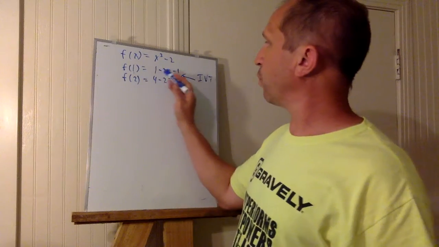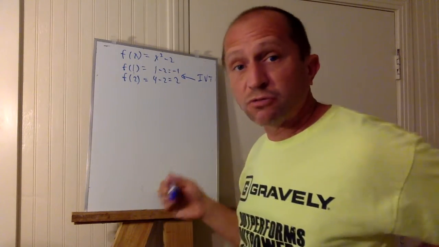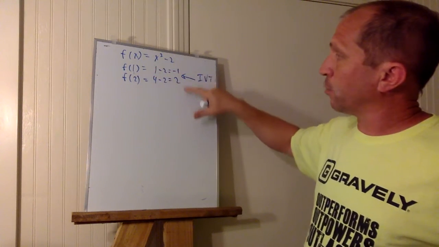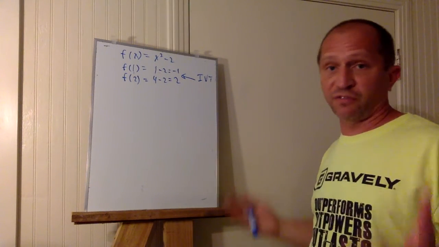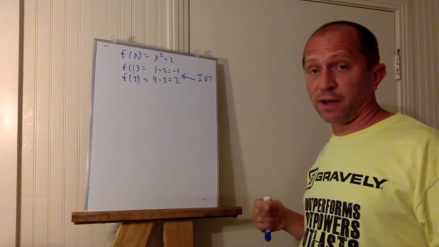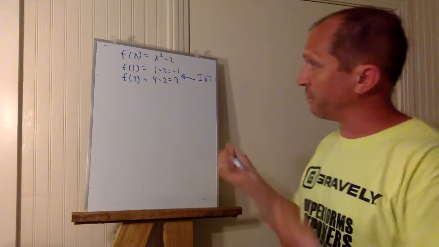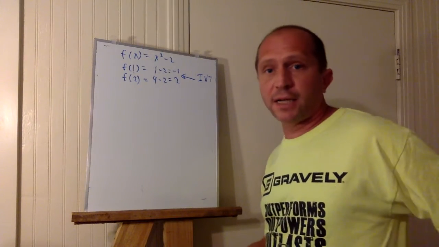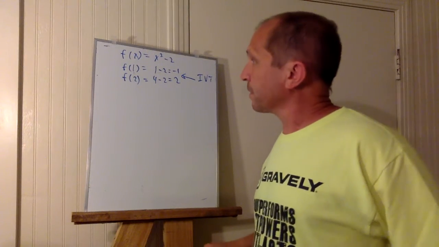Now, f of 1 is negative 1, and f of 2 is positive 2. So somewhere between 1 and 2, there's going to be a 0. Remember, that's the intermediate value theorem. The intermediate value theorem says if your function is continuous and one value is negative, the other value is positive, then somewhere between the two there has to be a 0. Now, that's just a special case for the intermediate value theorem. But anyway, we're going to use a tangent line to approximate what this value is.